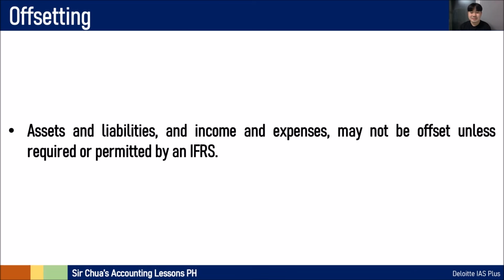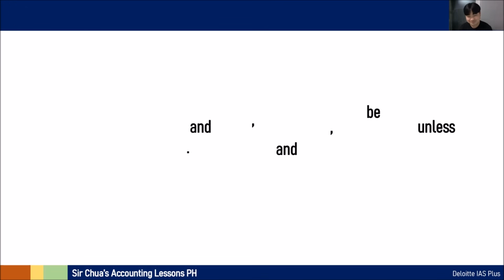Assets and liabilities and income and expenses may not be offset unless required or permitted by an IFRS. There are certain transactions and there are some concepts in other accounting standards that actually tell us that offsetting is allowed for that specific transaction or item. But assets and liabilities, income and expenses may not be offset unless there is an IFRS requirement that allows you to do so or that requires you to do so.